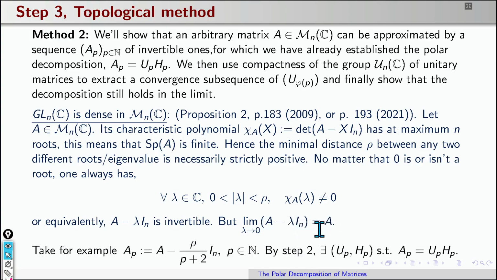A itself need not be. Of course, if you have a path, you can have a sequence. So here I just take it in such a way that this lambda is strictly smaller than rho. Here p could be 0, but this will still be smaller than rho. So here we have a sequence that approximates A, made of invertible elements. So we can apply step 2, which is that we have the polar decomposition.